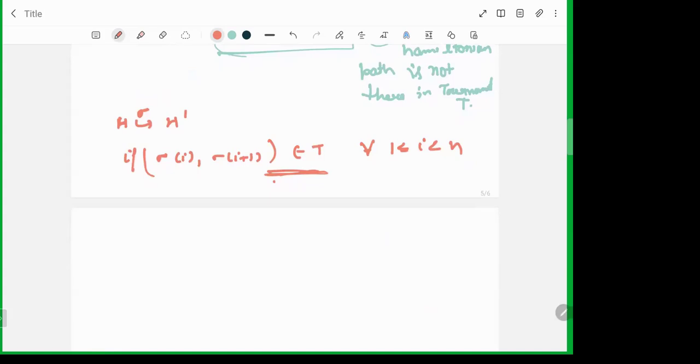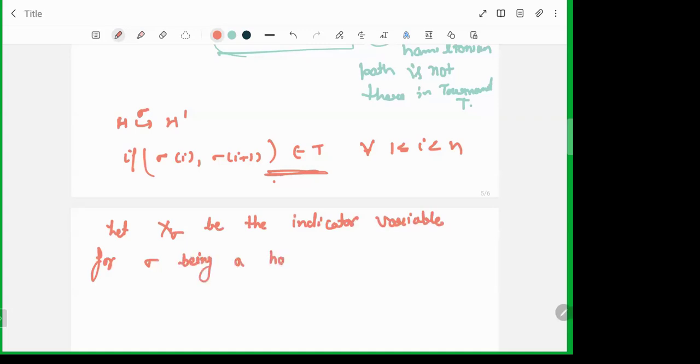So now let x sigma be the indicator variable for sigma being a Hamiltonian path, right? And x be the random variable for the number of Hamiltonian paths.